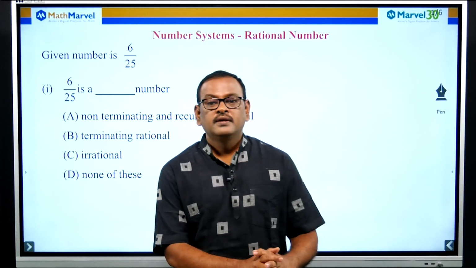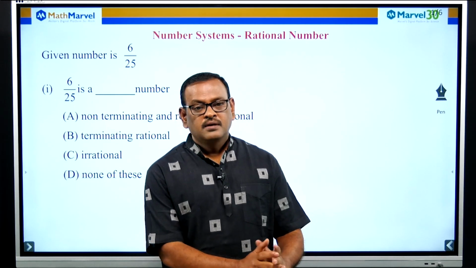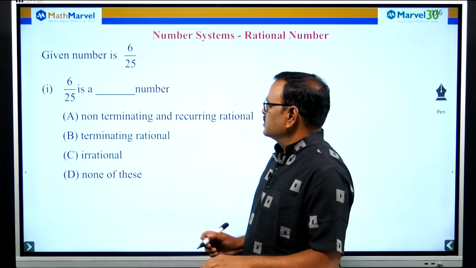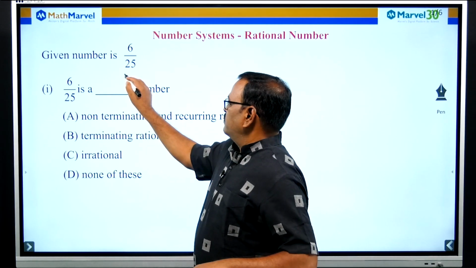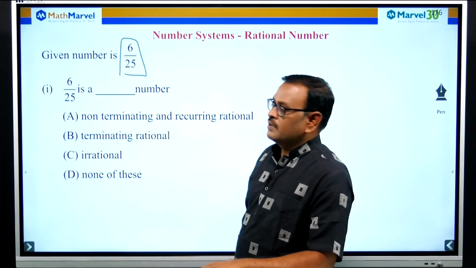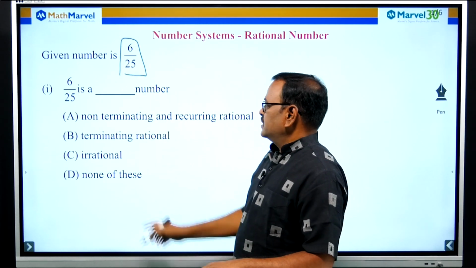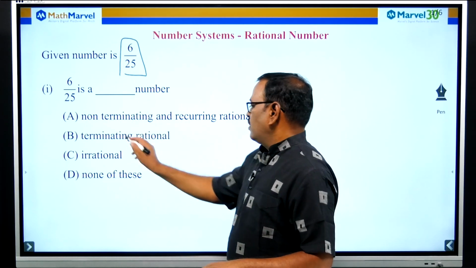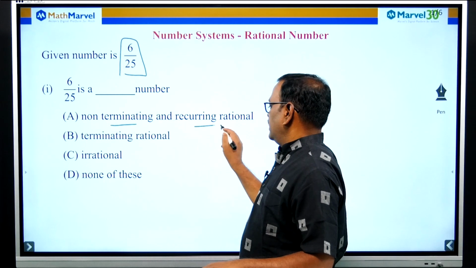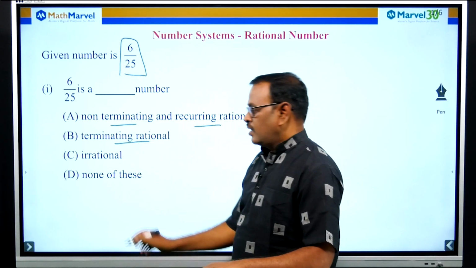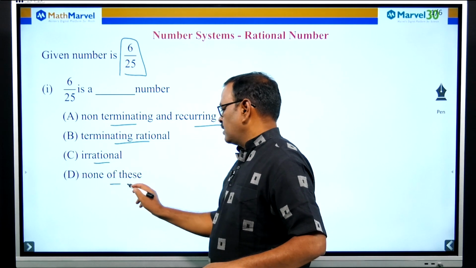First we will see the rational numbers concept. This is one example for a simple case-based question. Given number is 6 by 25. 6 by 25 is a number. So what type of number? Non-terminating and recurring, or terminating rational number, or irrational number, or none of these?